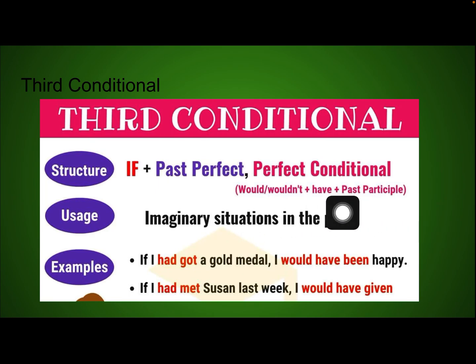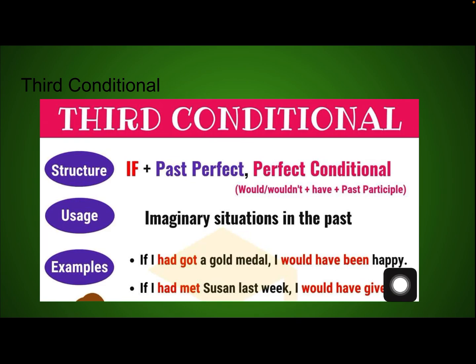How is it? For example, have plus the verb in past participle. The usage of the third conditional is going to be for imaginary situations in the past. So you are going to talk about something that you imagine in the past. You can do it. For example, if I had got a gold medal, I would have been happy.